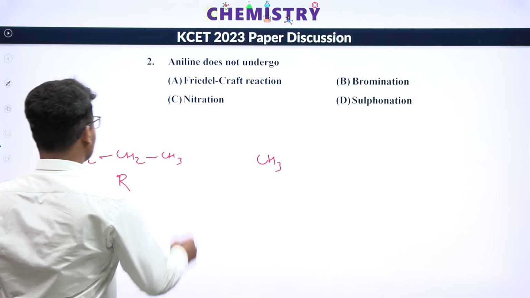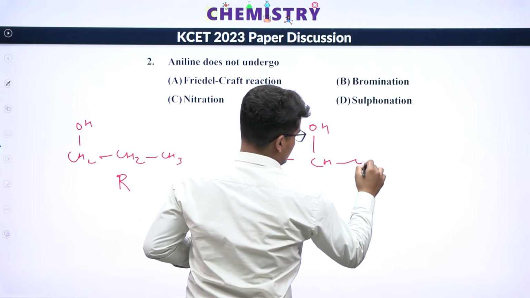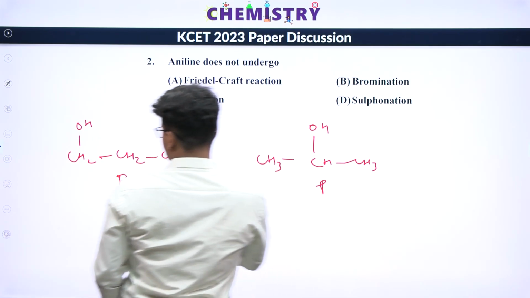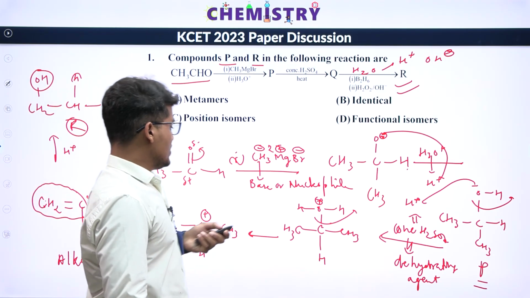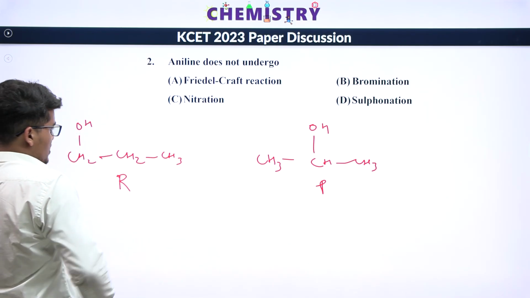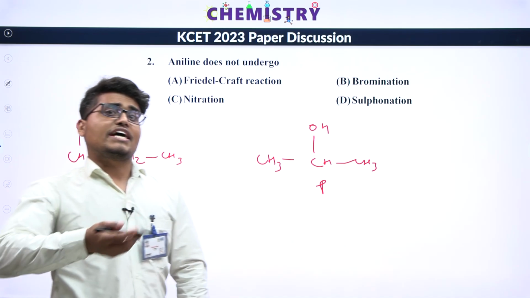You can see, CH3, CH, CH3. This is our P. This is our R. Basically in the question they are asking what is the relation between P and R. If you look carefully, both have the same number of carbons. It means both are isomers. Now which isomers are they?